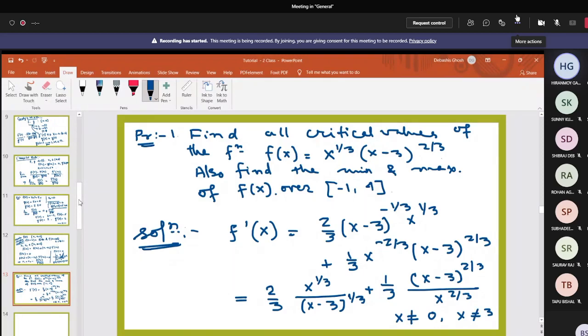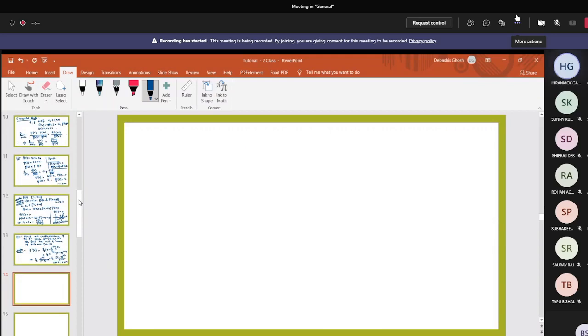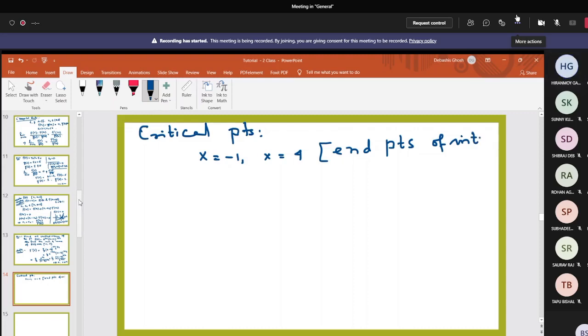So what are the critical points? Critical points can be considered to be the points for which f dash x equals 0. Critical points can also be considered to be the points for which the function is not defined. And the end points of the interval, that is x equals minus 1 and x equals 4, are also critical points.